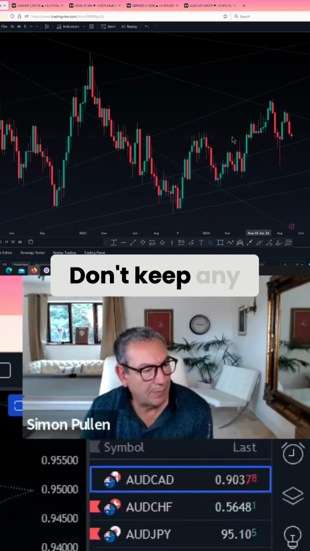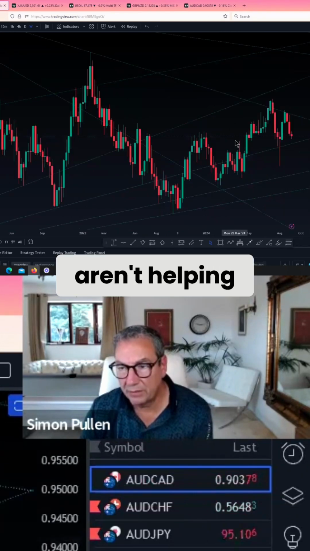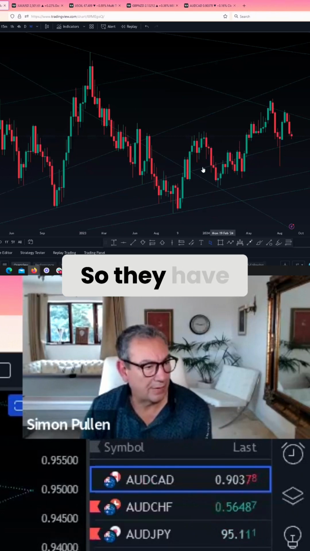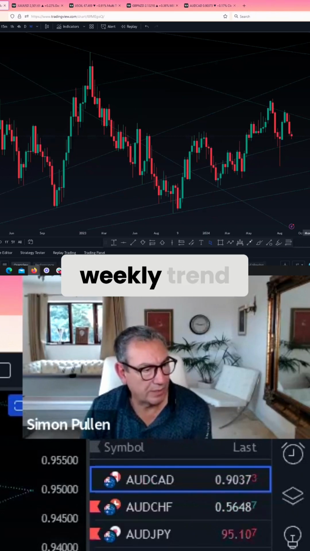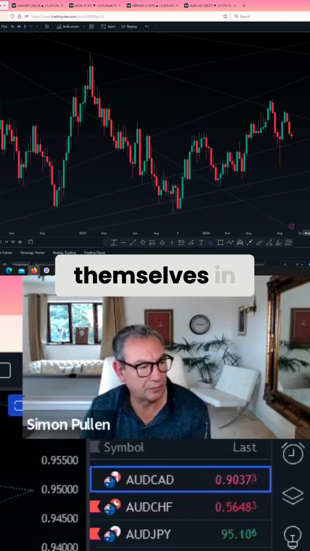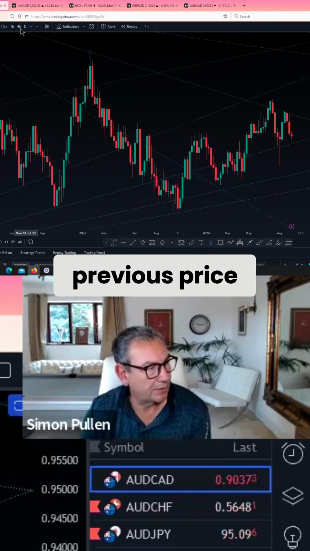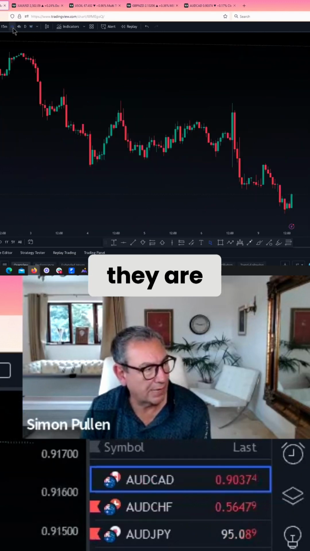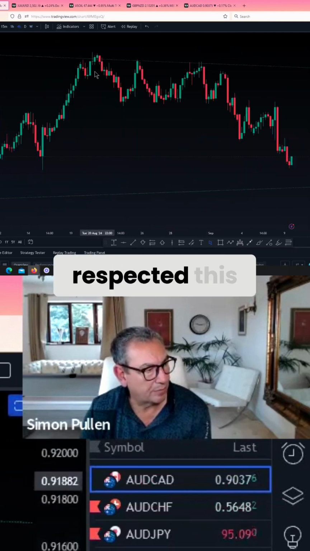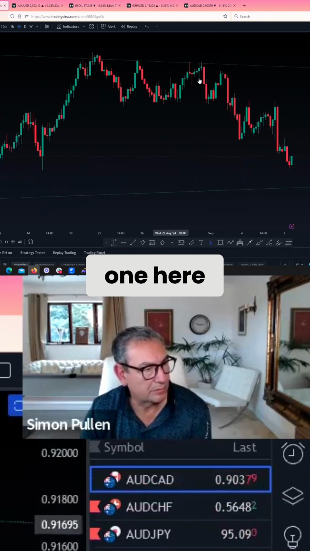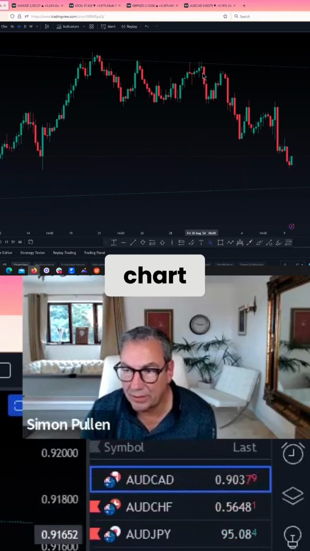Don't keep any lines in your chart that aren't helping you. They will just hinder you, but they have to be respected. These are weekly trend lines. All of them have proved themselves in previous price history, so therefore they are kept in the chart. See how price has respected this one here. Why wouldn't you want that in your chart? It needs to be there.